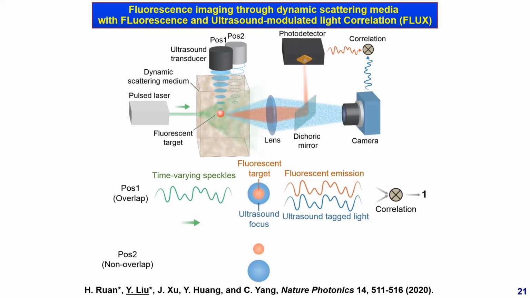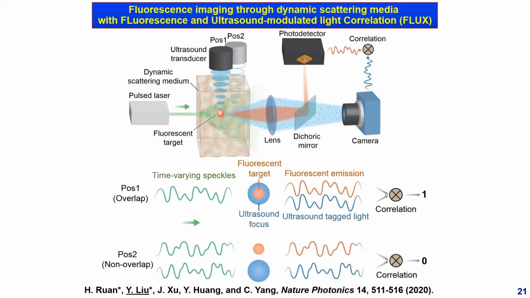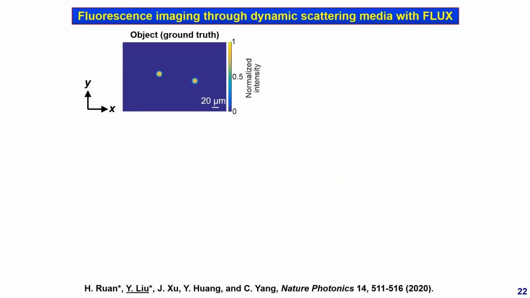However, in the second case, because the ultrasound focus is away from the fluorescent bead, they experience excitation light with different fluctuations. Therefore, the fluorescent light and ultrasound tagged light fluctuate in a different manner, and their correlation coefficient is low, close to 0. Based on this observation, we can obtain an image of the fluorescent object by plotting the correlation coefficient of the two signals as a function of the ultrasound focus position. Let me show you some experimental results. Here we have two fluorescent beads.